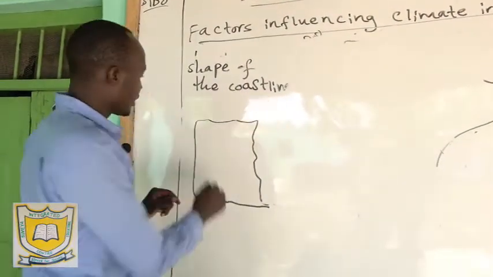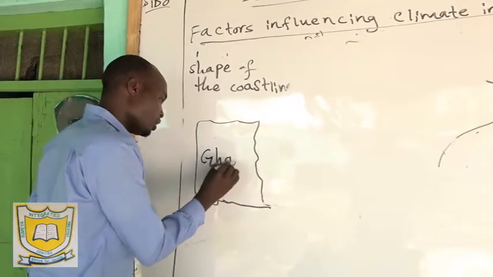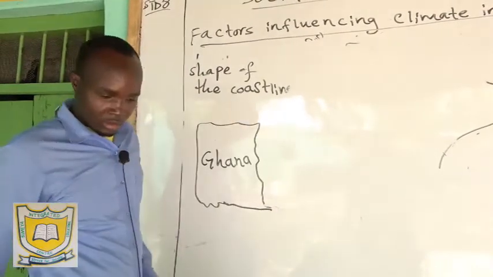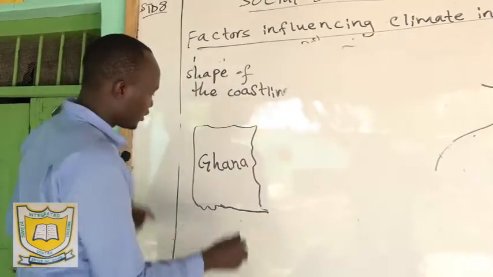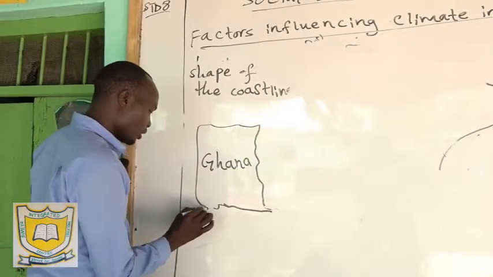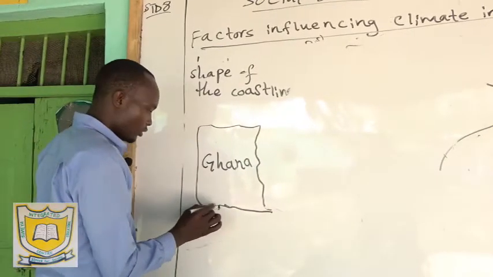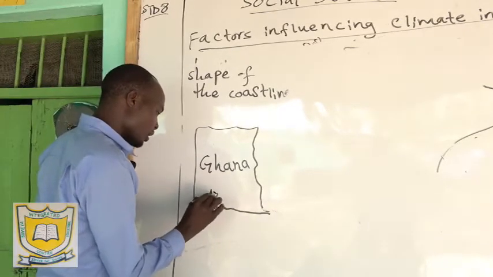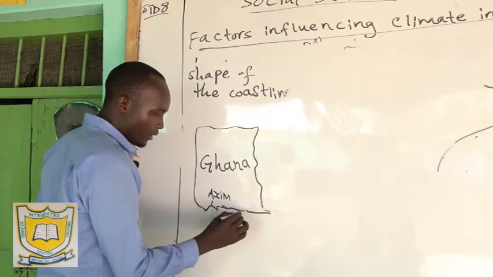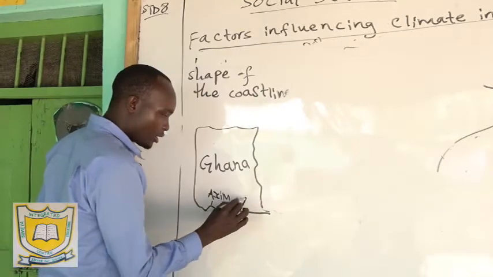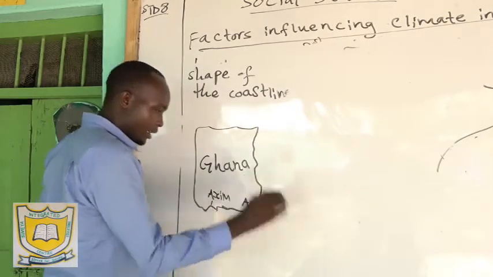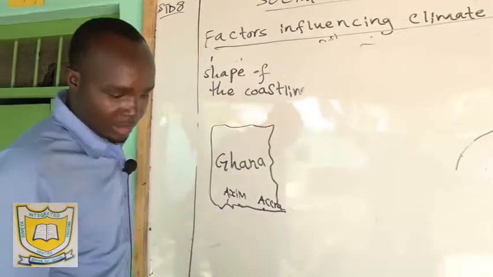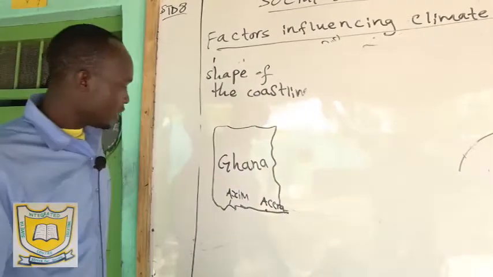So this is Ghana. This is a country called Ghana. Then here we have two towns. We have one town here, and one town here. This town is called Axim. Then there is also another town here called Agra. Agra is here. So we want to look at how the shape of the coastline affects the climate of a place.